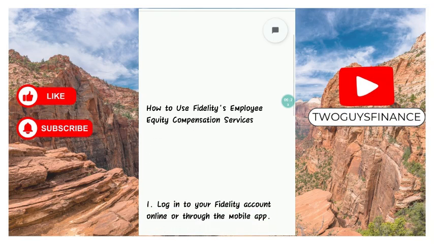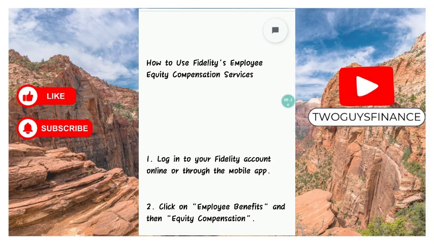Now, the first thing you're going to do is log into your Fidelity account. You can log into the mobile app on your mobile device, or you could choose to do so online via the website. Once you're logged into your account, you just want to click on employee benefits, and then you're going to choose equity compensation.